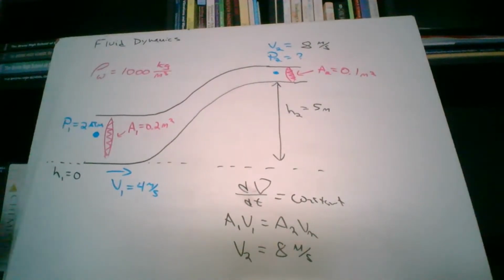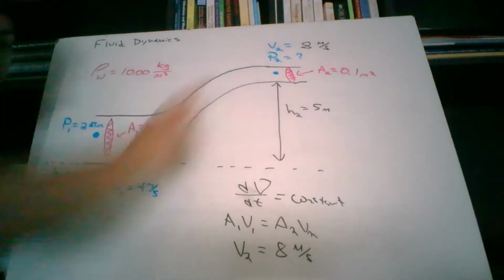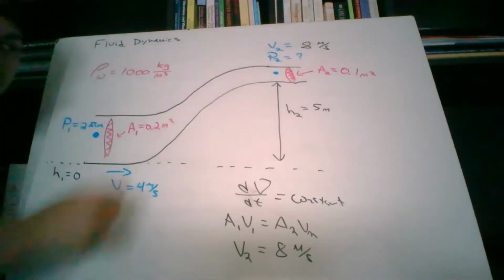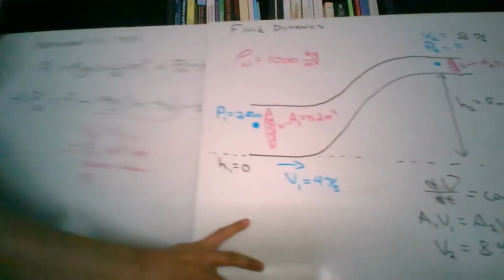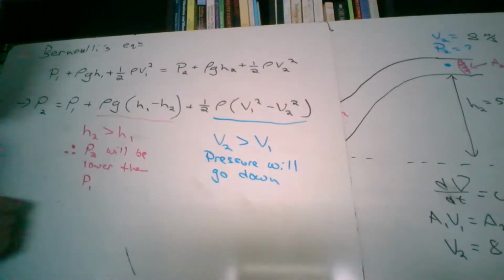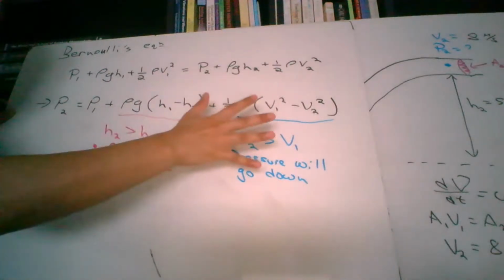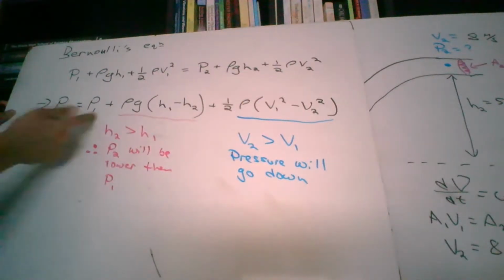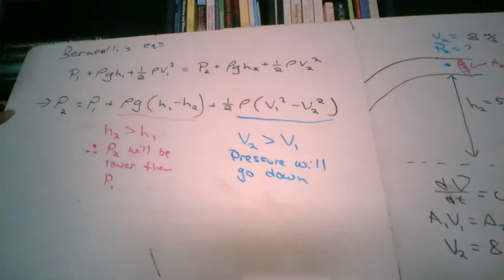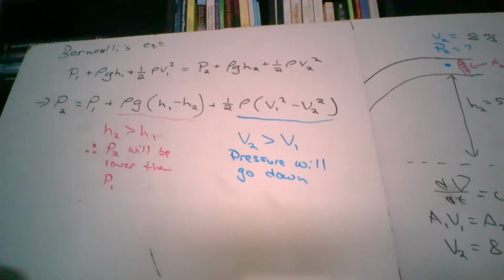Okay, so two things are happening here. This thing is speeding up because it went from 4 to 8. So if it's speeding up, pressure goes down. And the other thing is it's moving up in elevation. So if the height is increasing, pressure goes down. So whatever our answer is, we already know that pressure 2 has to be less than pressure 1, just by this analysis right here. Without doing too much math, we've already established that it's not only speeding up, but it's also going up in height.